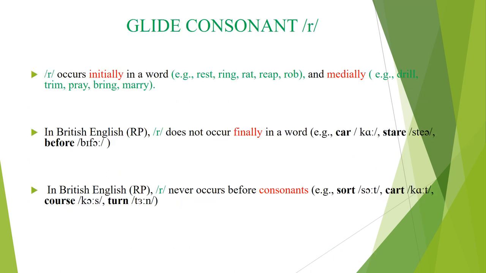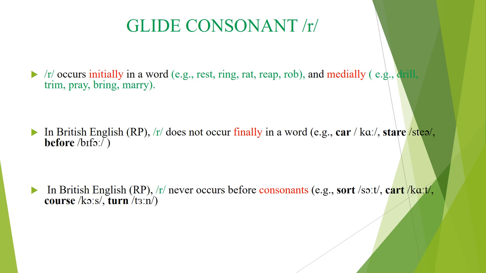In British English, ra occurs only initially and medially in a word. For example, rest and ring, rat, reap, rope. And medially, in the middle of the word or between vowels, like for example, drill, trim, pray, bring, marry.